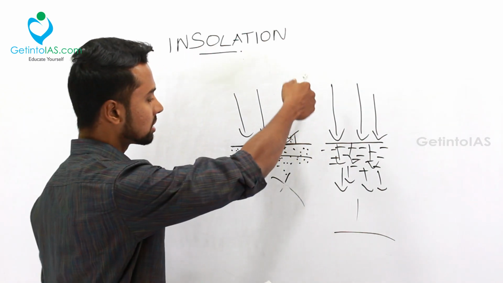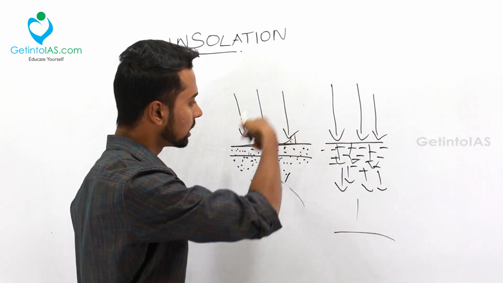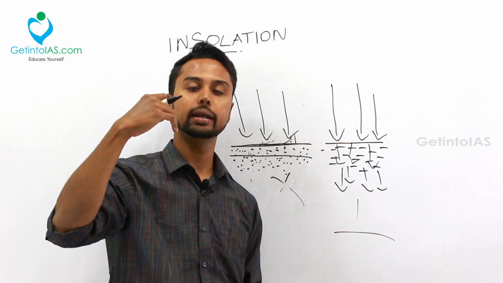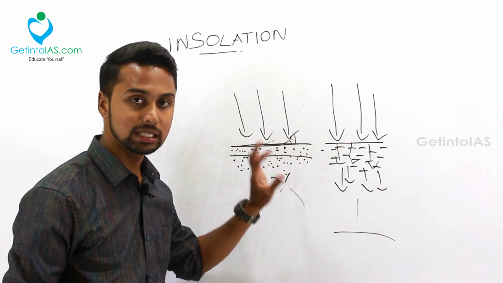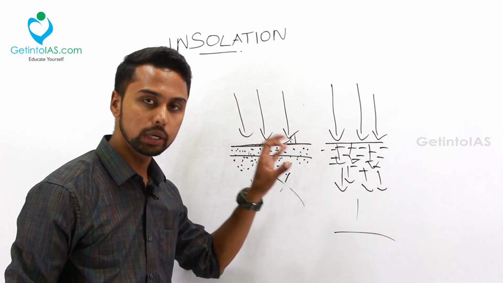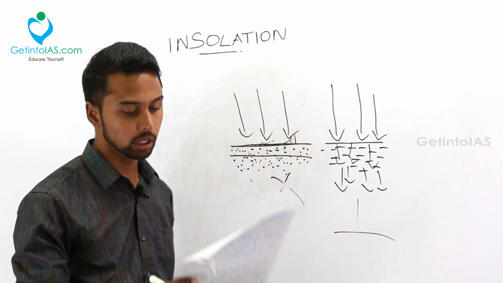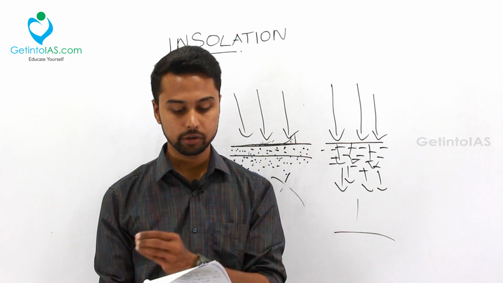I told the sun's rays are coming, it is hitting the outer layer of the atmosphere and it is being radiated back. Okay, so this process is known as radiation. The land surface gets heated and cooled down because of this radiation only. It is a process. I'll read the proper definition of radiation.